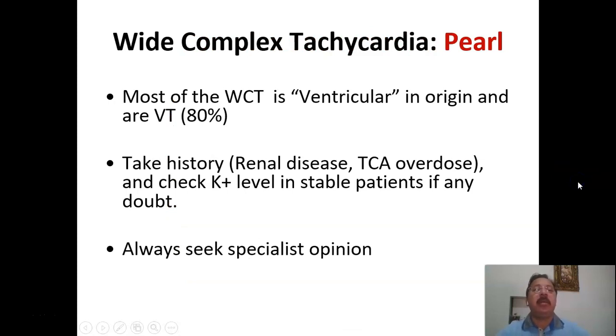The pearl is that most wide complex tachycardias are ventricular in origin, or ventricular tachycardia, 80% of the time. But sometimes it's very important to keep yourself vigilant and take the history, especially renal disease and toxic overdosage, and check the potassium level in stable patients if you are in doubt, and try to seek expert opinion if time permits.